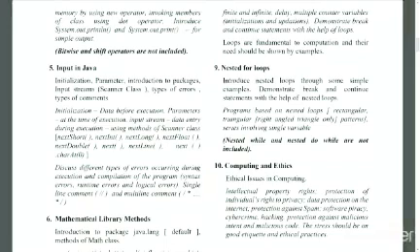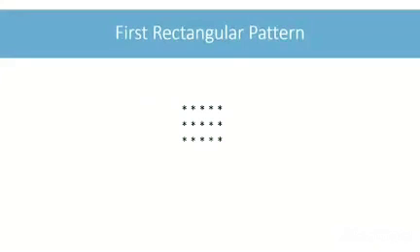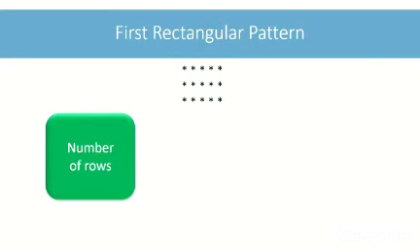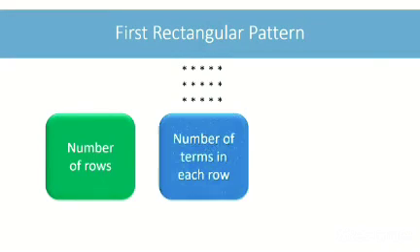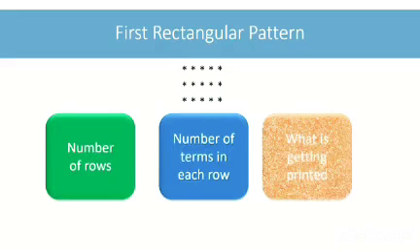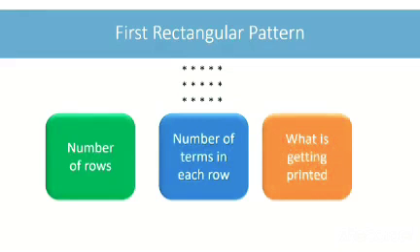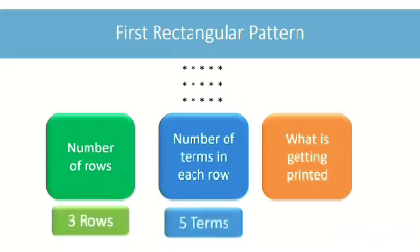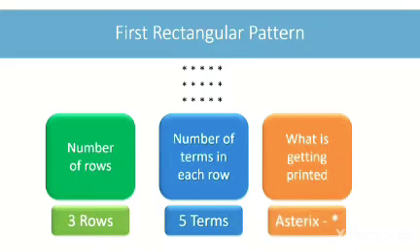Okay, so with that out of the way and the scope of our pattern programming discussion defined, let's start by looking at a few simple rectangular patterns. This is the first pattern that we will learn. In a pattern, there are three basic things. First is the number of rows in the pattern. Second is the number of terms getting printed in each row of the pattern. You can also think of it as the number of columns in the pattern. And the third one is what is getting printed in the pattern. For this pattern, the number of rows is 3. Each row has 5 terms in it, and each term is a star or asterisk.